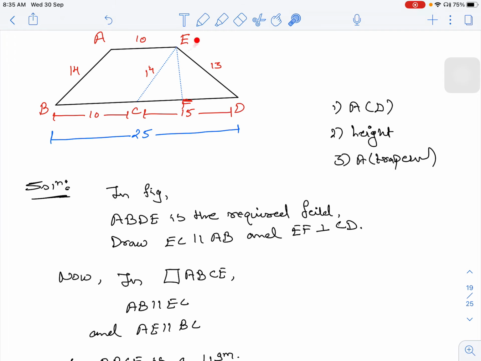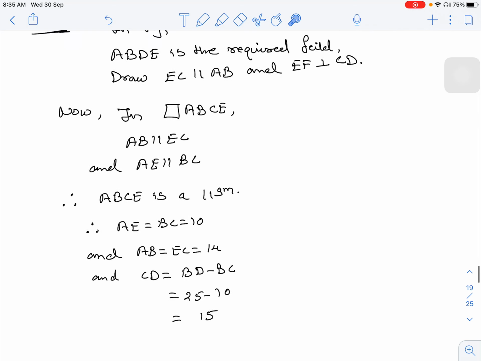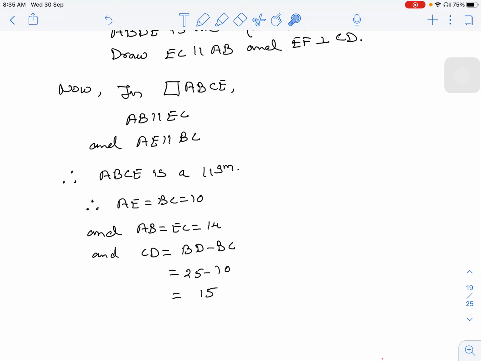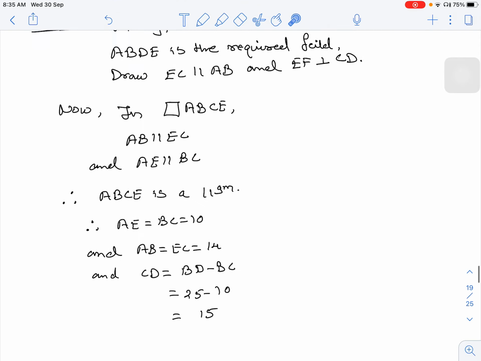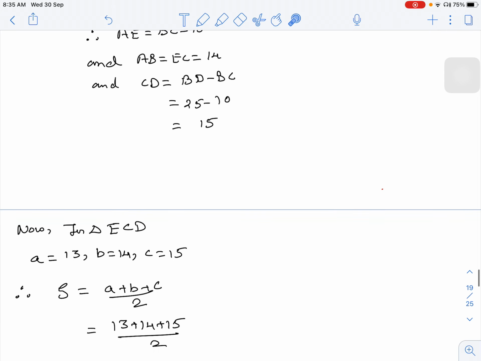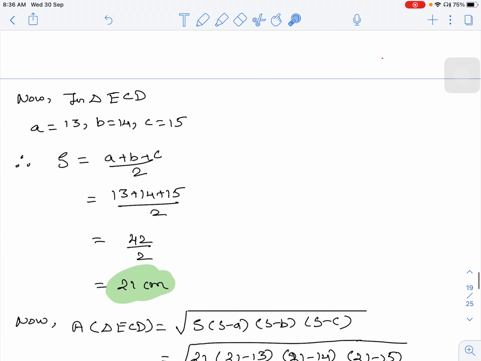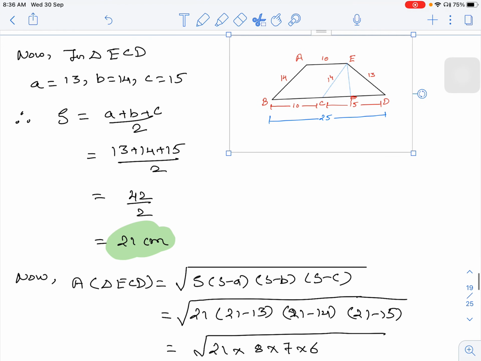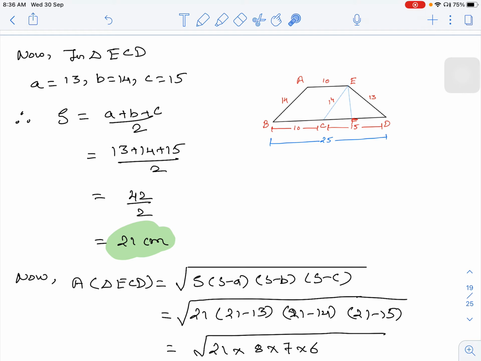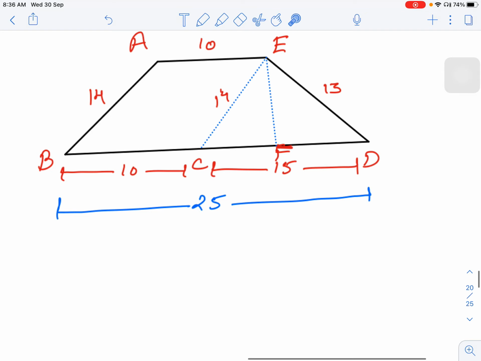If AE is 10, BC will also be 10, so that we have written here. Then if this value is 10 and the total value is 25, how do we get CD? CD will be 25 minus 10. So CD is now 15 meters. That value we have over here. Now for this triangle ECD, we have to find its area. For finding the area, we have the three sides.